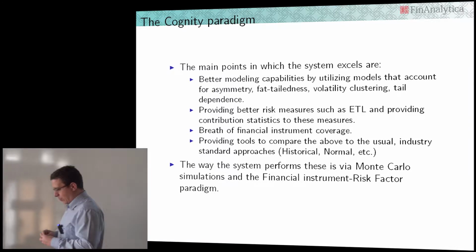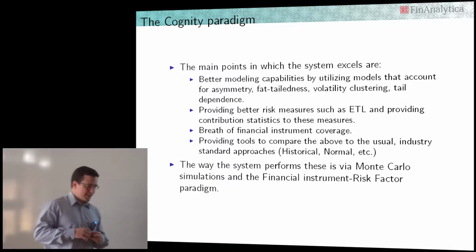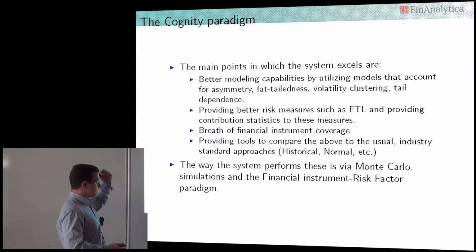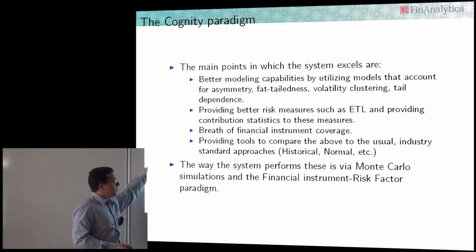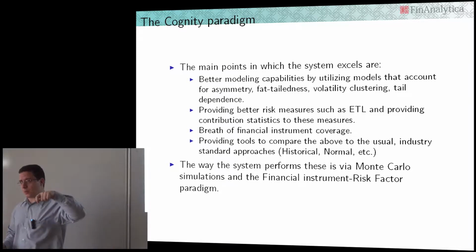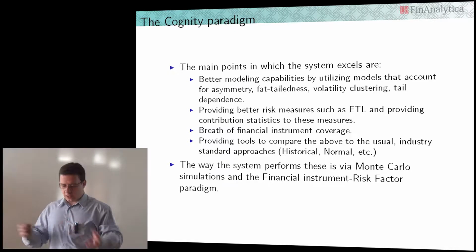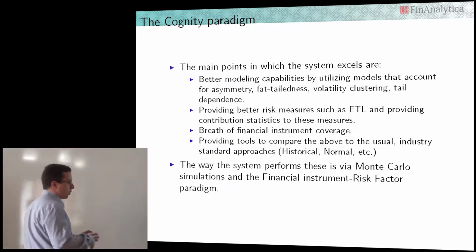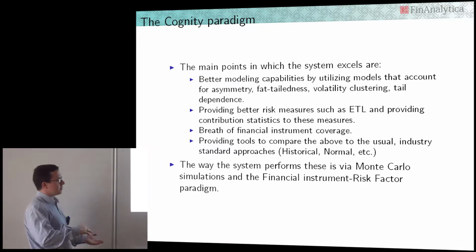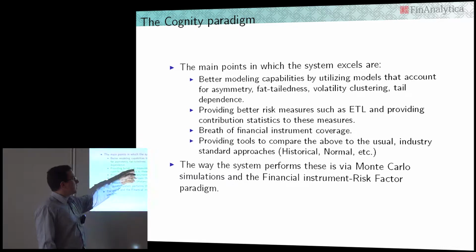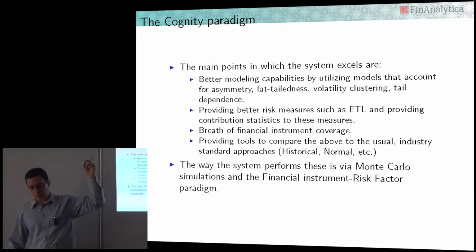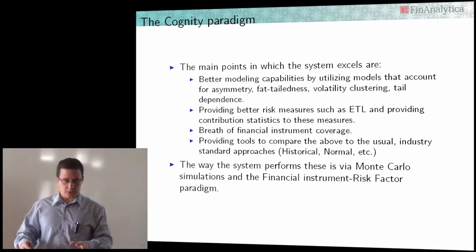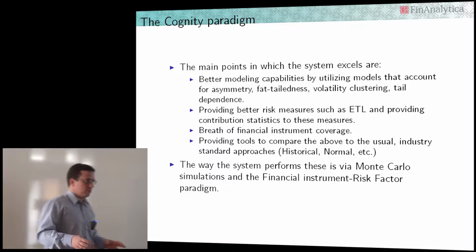Now, where we excel as a system, this is comparing to our competitors, we utilize better models. We already saw symmetric against asymmetric, fat tail against Gaussian, where the difference is especially important for risk management. But volatility clustering, tail dependence, this is the copula. These are things that most of our competitors are just starting to think about to catch up.